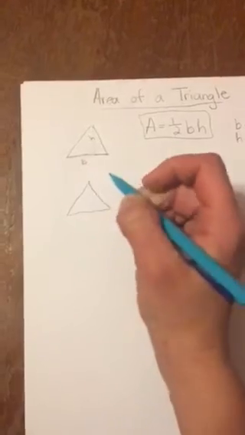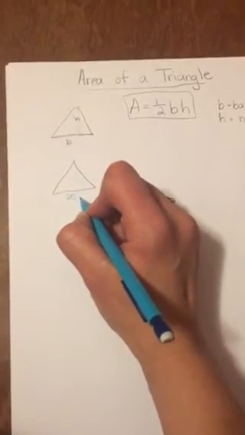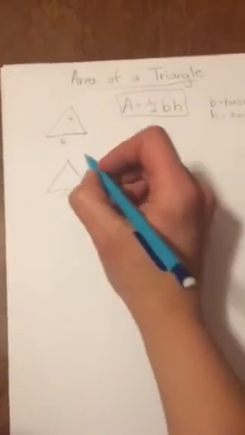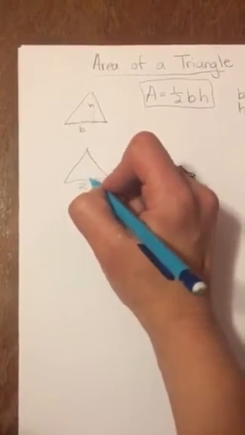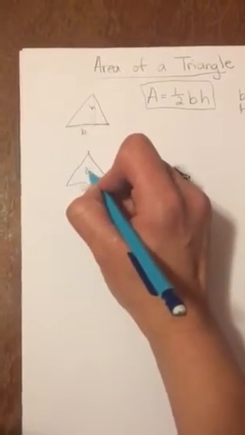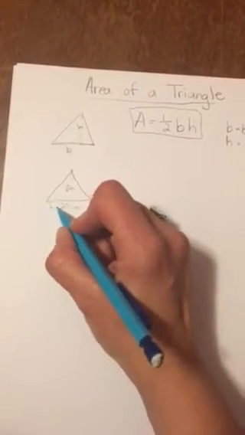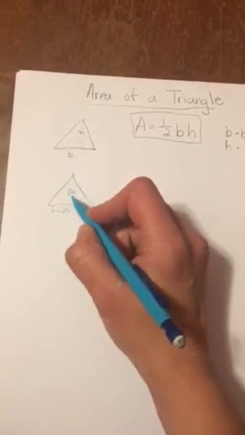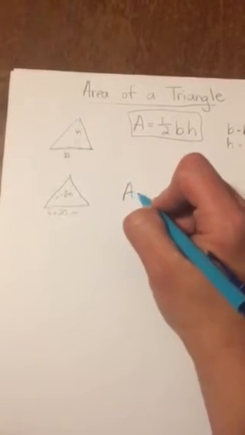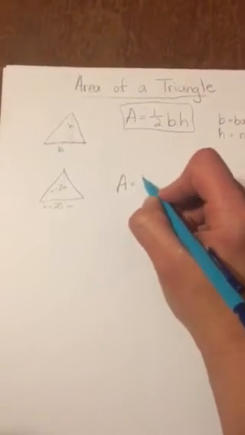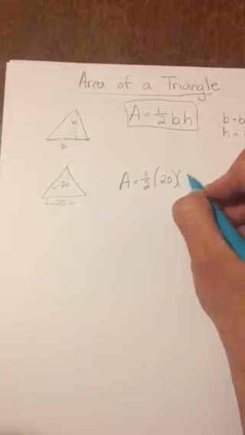So here's my triangle. And my base is 20 meters. And let's say the height, that's the top to the base, is 8 meters. Okay, so we're just going to plug in my base. Now remember, the base is the bottom, and the height is the top peak to the base. So I'm going to label that H. We just plug them in. A, or area, equals 1/2 base, which is 20, times height, which is 8.